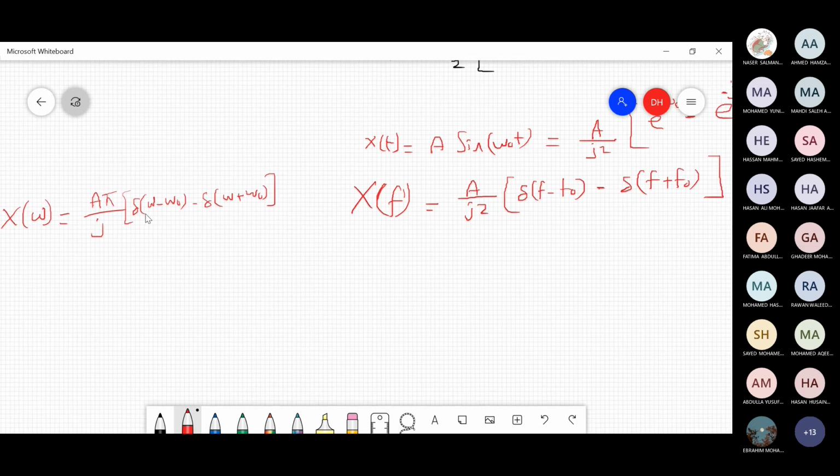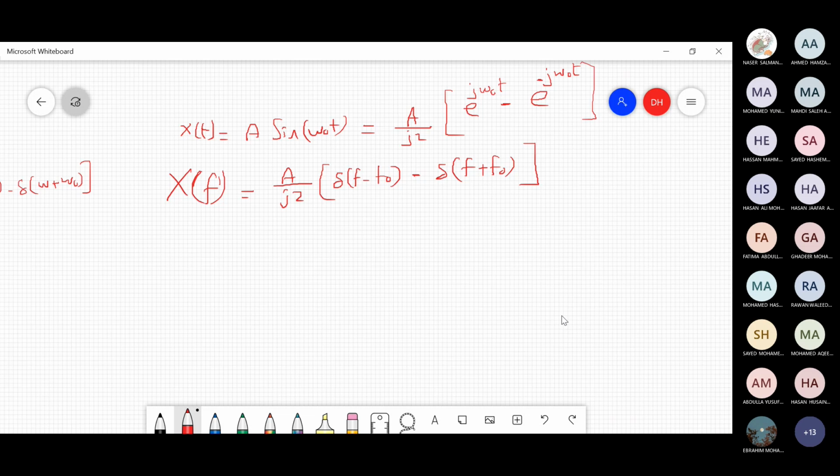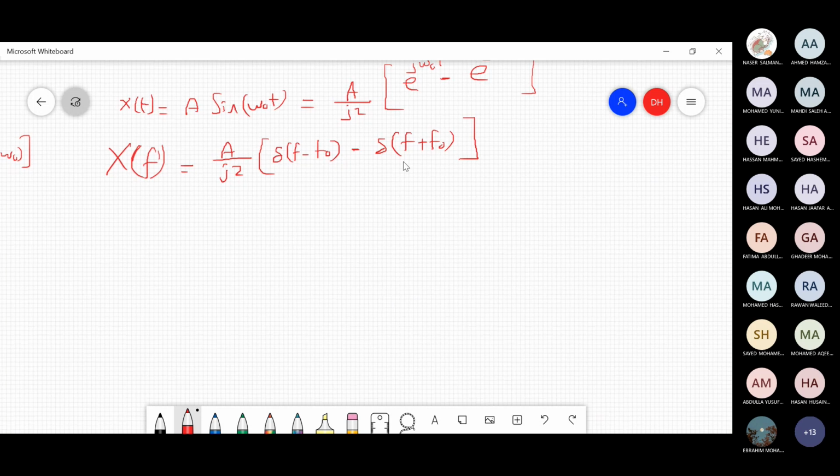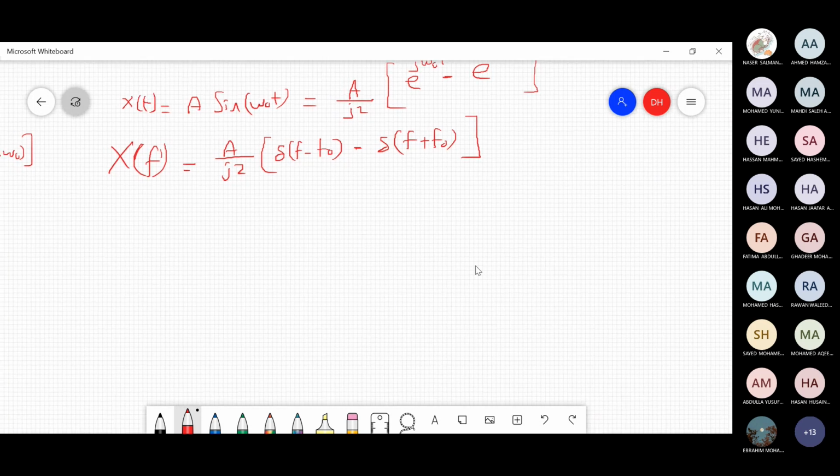And the opposite is also true. So if you have X of omega and you want to find X of f, then here it becomes 2 pi multiplied by f minus f naught. So then you need to divide it by 2 pi. So 2 pi cancels with the pi, so I am left with the 2 here. It's easy. Okay, so let me plot the spectrum for a sine now.